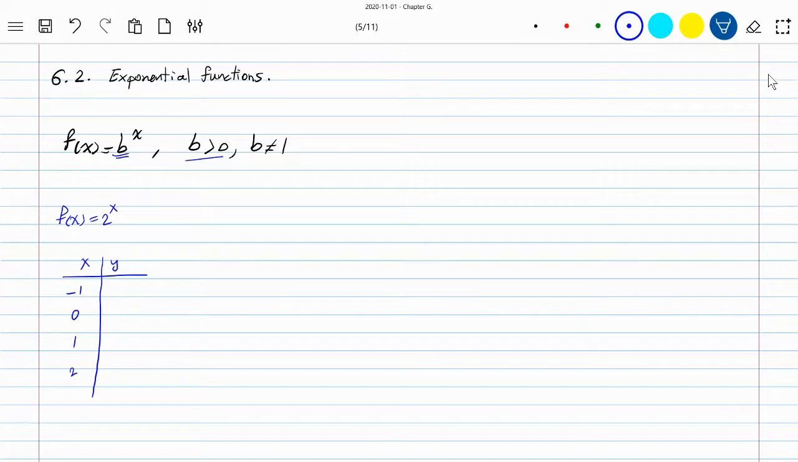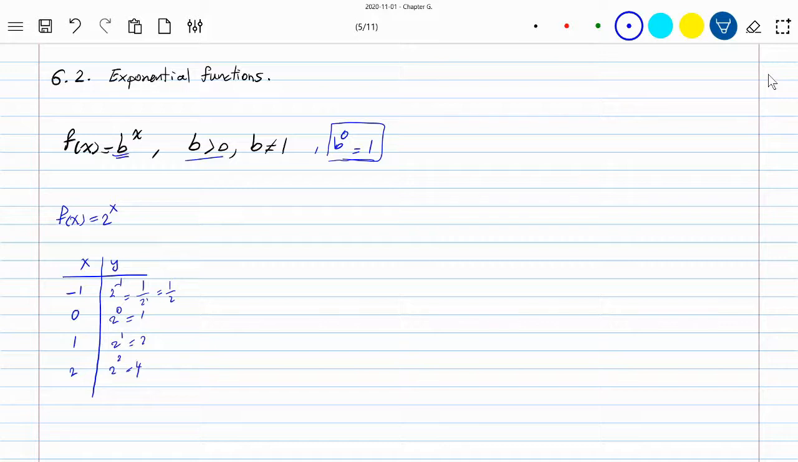2 to the power negative 1 is 1 divided by 2 to the power 1, which is 1/2. 2 to the power 0 would be 1. Anything to the power 0, by the way, b to the power 0 is always 1, as long as b is non-zero. So this is something we already know. And 2 to the power 1 would be 2, 2 to the power 2 is 4. So we have certain points with their y values.